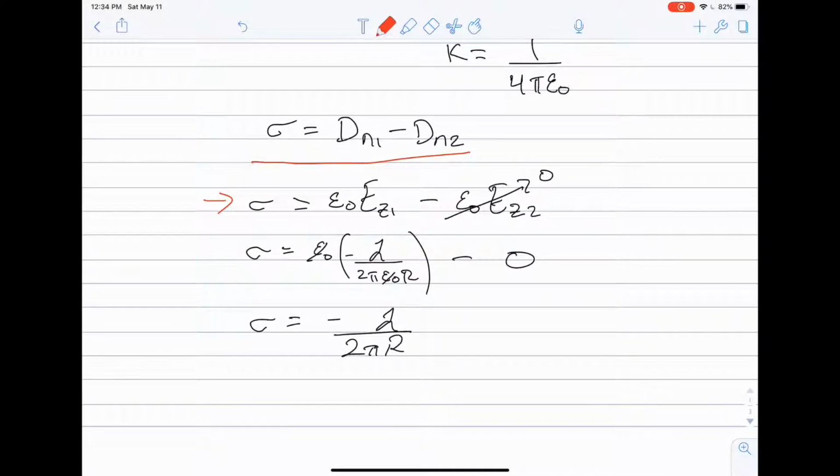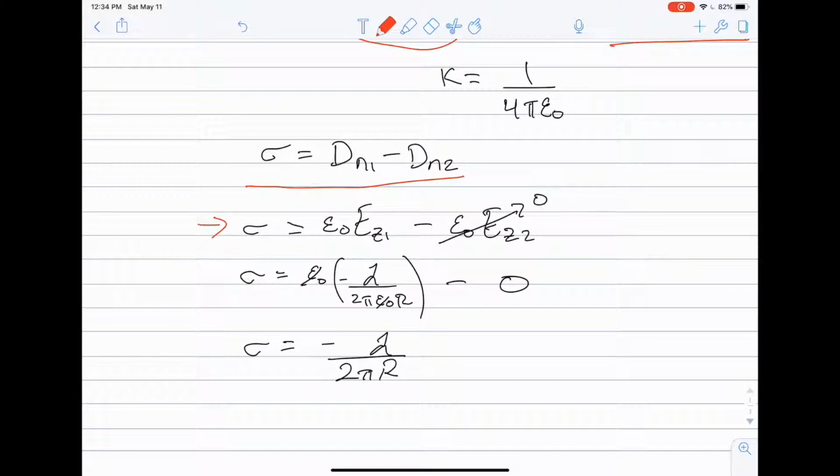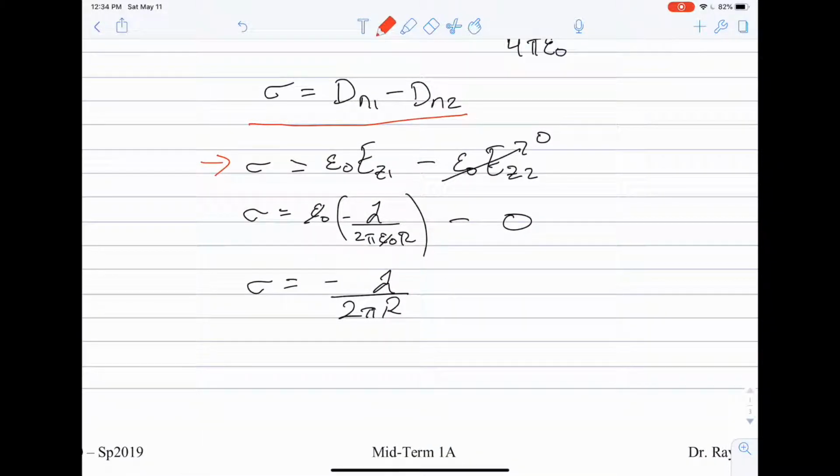And then for Ez1, we will plug in the value that we just got, and the epsilon naughts will cancel out, giving me a final answer of negative lambda over 2 pi big R as my surface charge density.